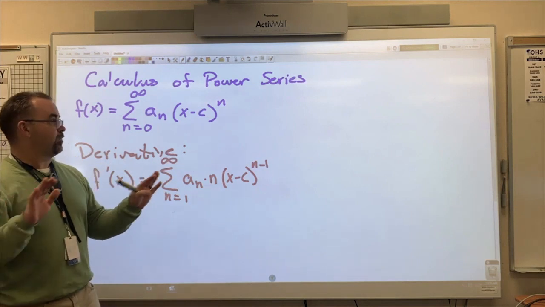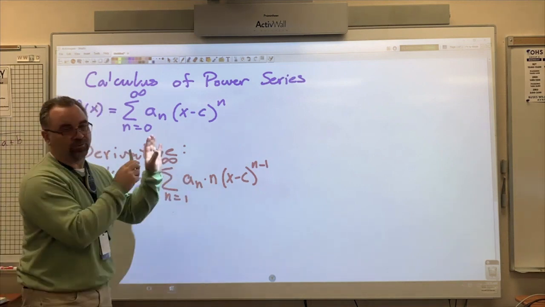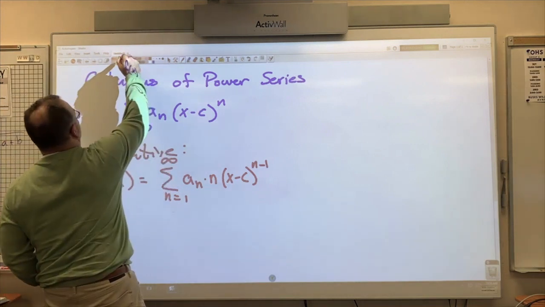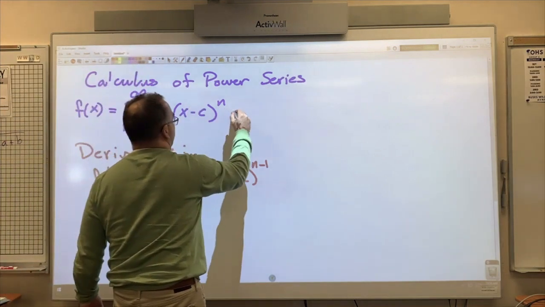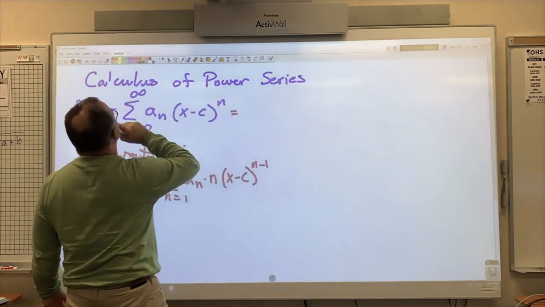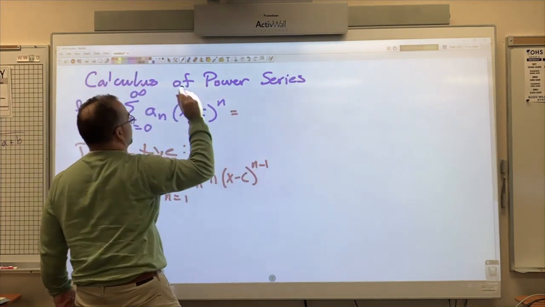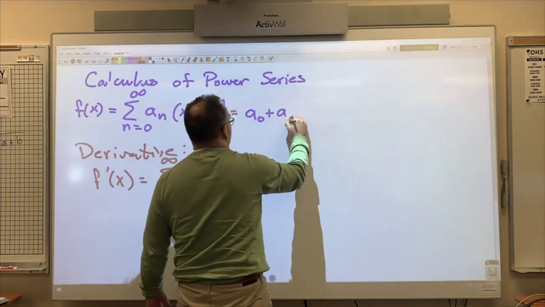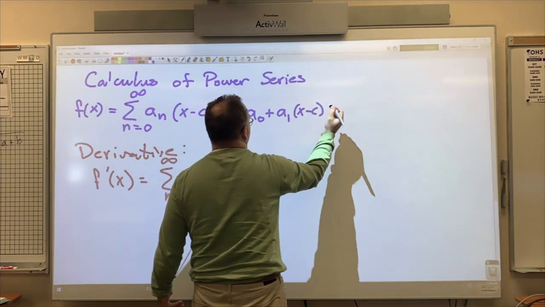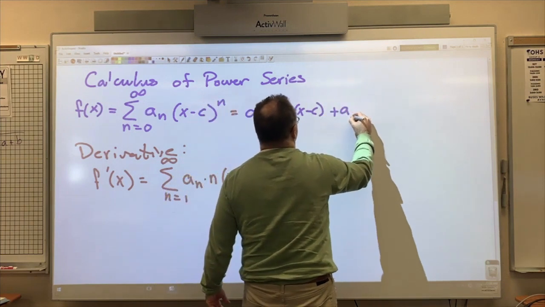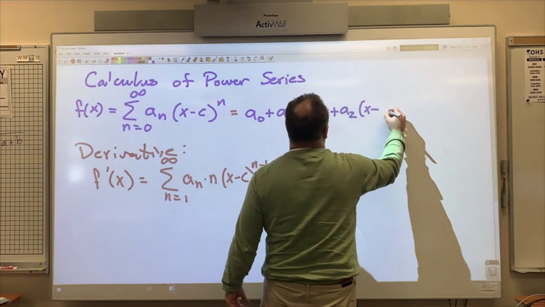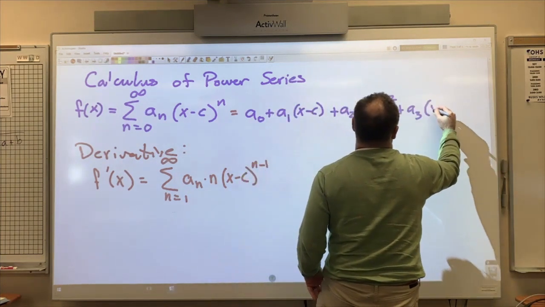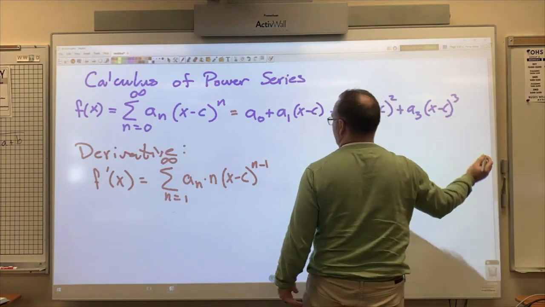Now, before we get too far into this, let's write out a couple of terms of the two series, and I think you'll see pretty clearly how this plays out. So if I had written out the terms, I'd have a0, plus a1 times x minus c to the first, plus a2 times x minus c to the second, plus a3 times x minus c to the third, and so on.